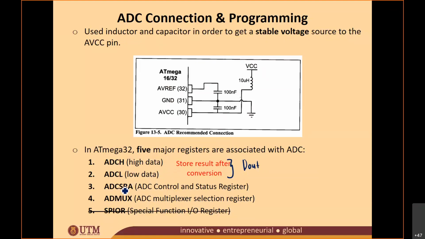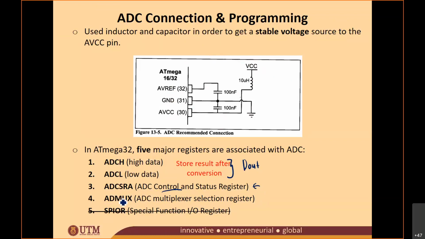Then we have the ADCSRA. This is the ADC control and status register. This is where you're going to put your settings. All the settings will be done inside of this ADCSRA. And then we have the ADMUX. This ADMUX is used as the ADC multiplexer selection register.